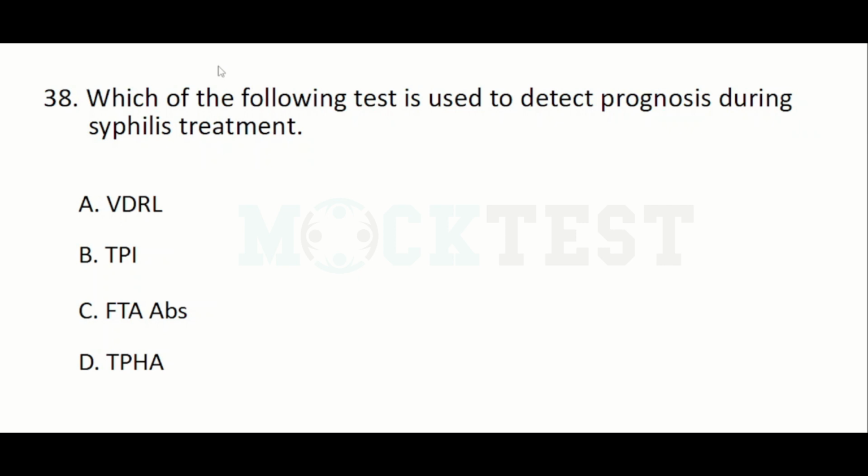Which of the following tests is used to detect prognosis during syphilis treatment? Option A, VDRL. Option B, TPI. Option C, FTA-ABS. Option D, TPHA. The answer is option A, VDRL. VDRL test is used to detect prognosis during syphilis treatment.